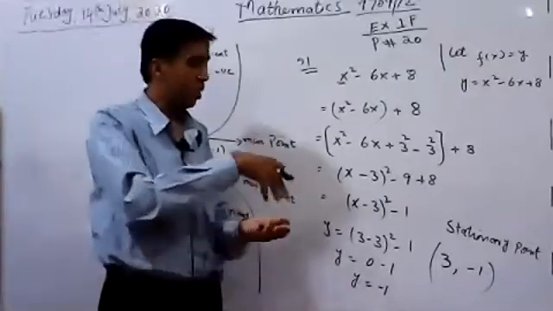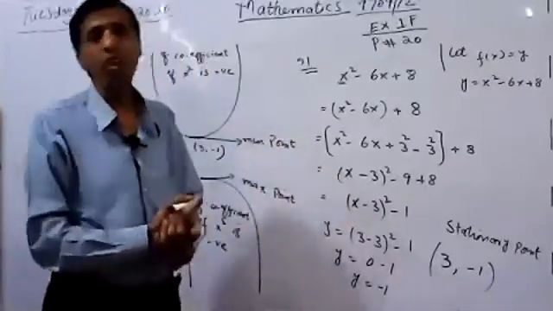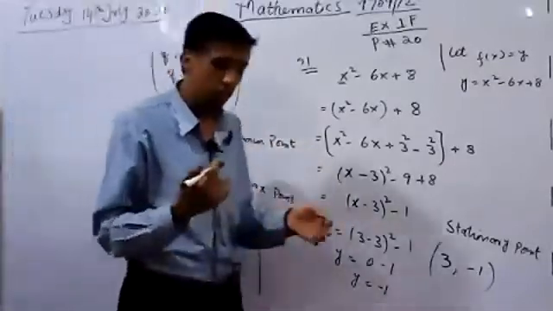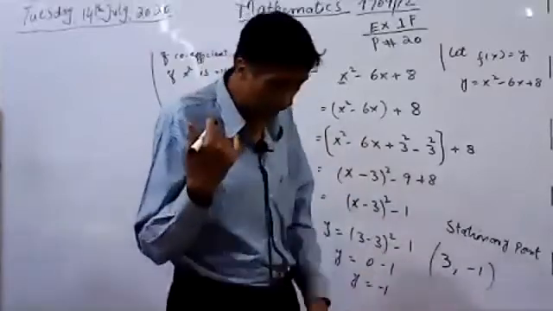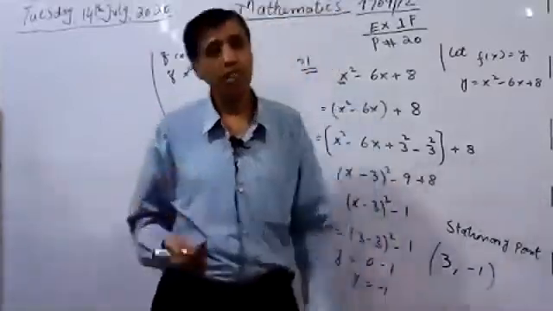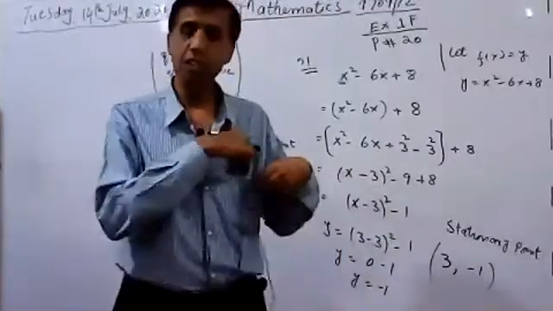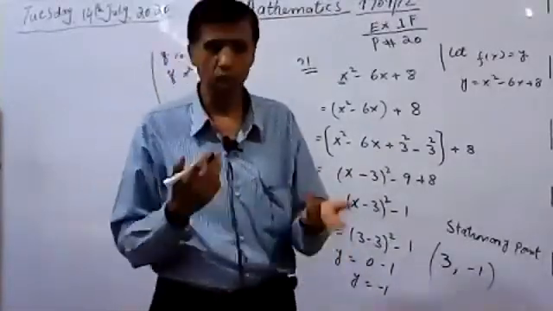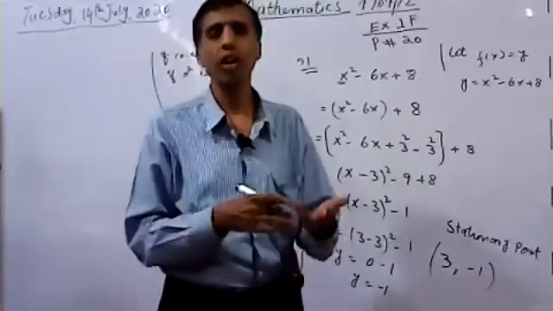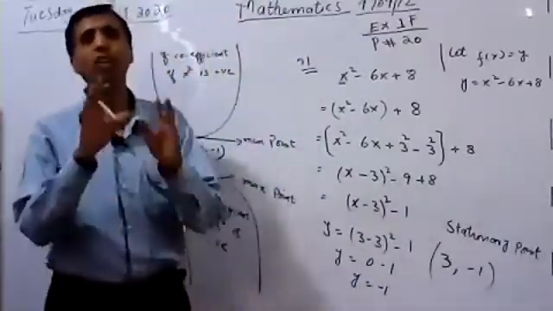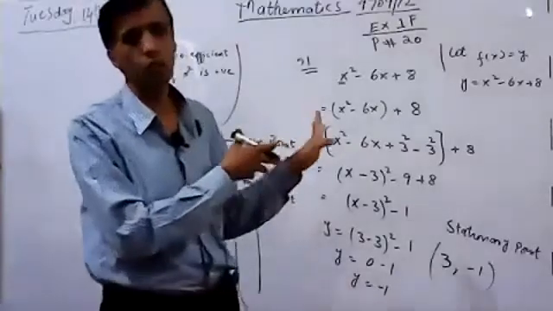These are the vocabulary words you will have to learn. Cambridge may ask it in any form. It may ask about the maximum or minimum point, turning point, stationary point, whatever the word comes, the same process you will have to follow.